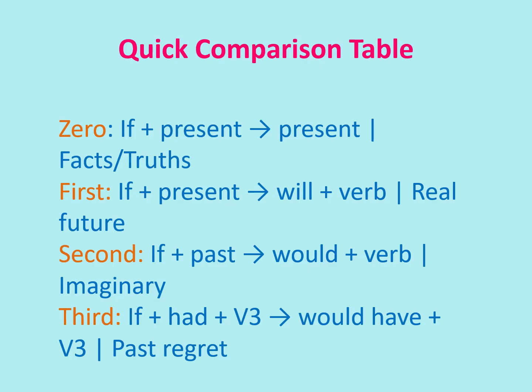Let's quickly review all four types together in one table. We can see the differences in tense and meaning clearly. Zero conditional uses present tense for facts. First conditional uses will for future possibilities. Second conditional imagines things that are unlikely or impossible. Third conditional rewinds time and shows how things could have been different. Memorizing this table can help you choose the right structure for your sentence.